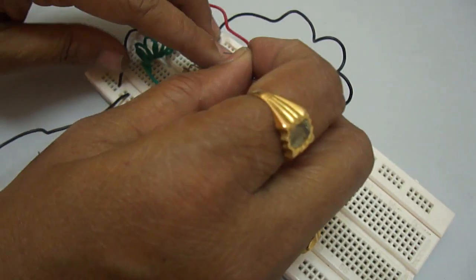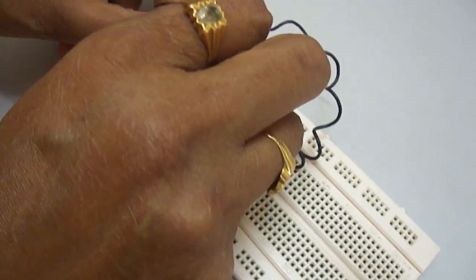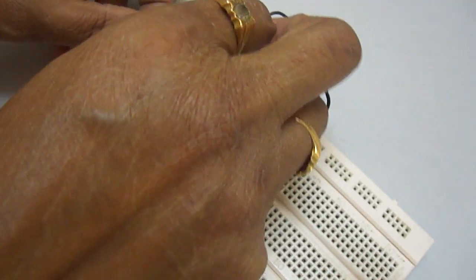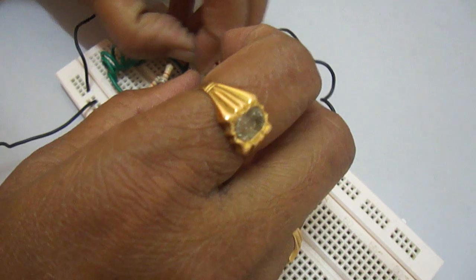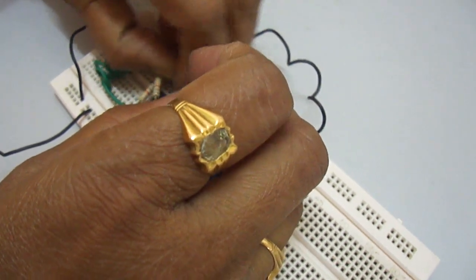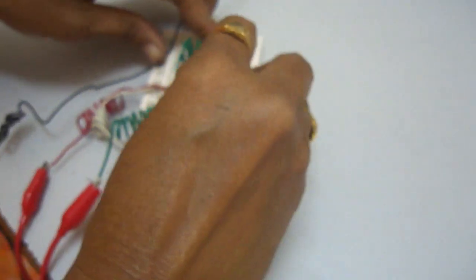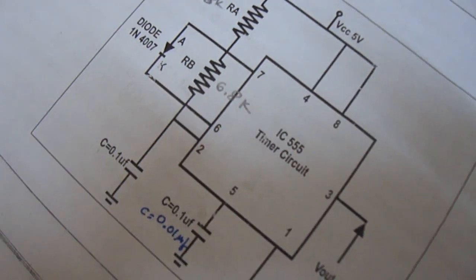Connect the diode across pin number 7 and 6. So the diode anode is connected to pin number 7, and the cathode is connected to pin number 6 of the 555 timer IC.